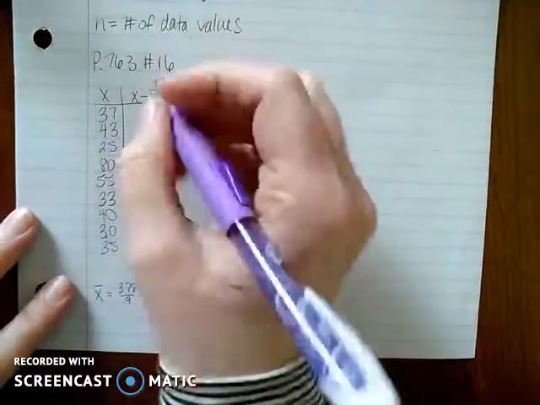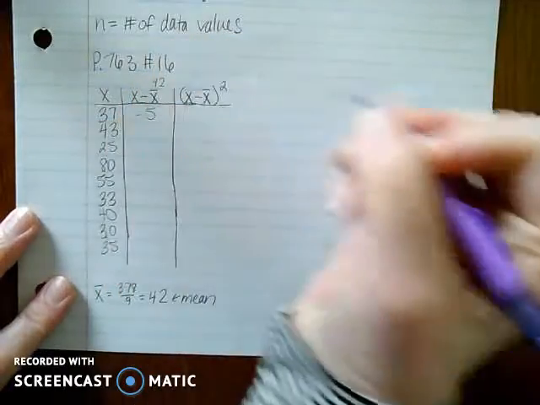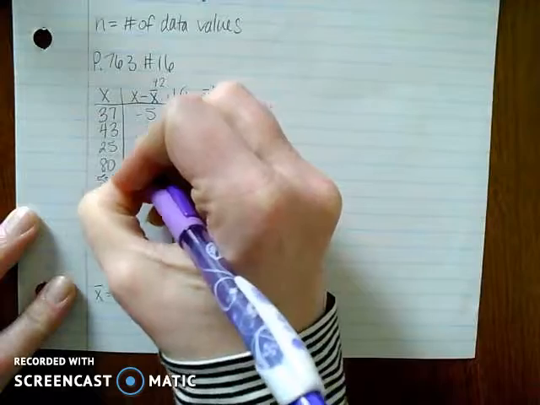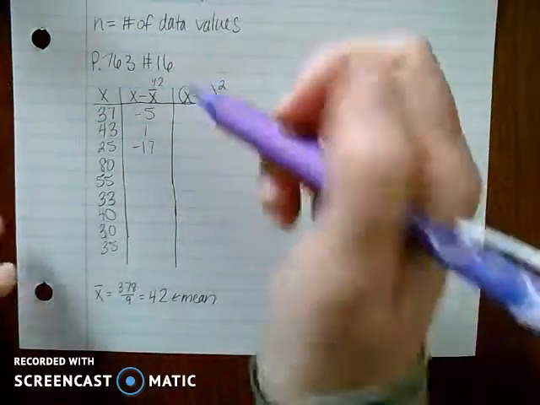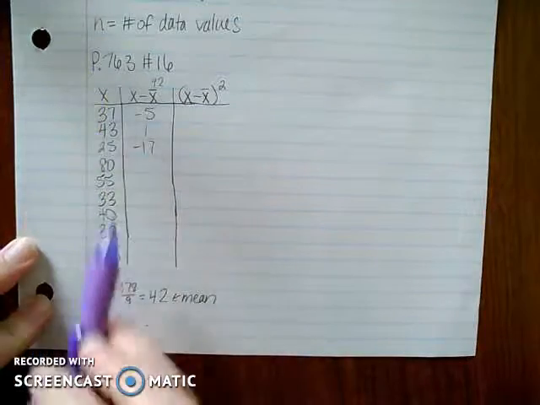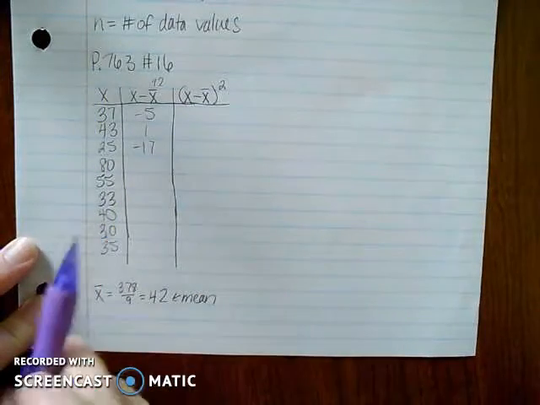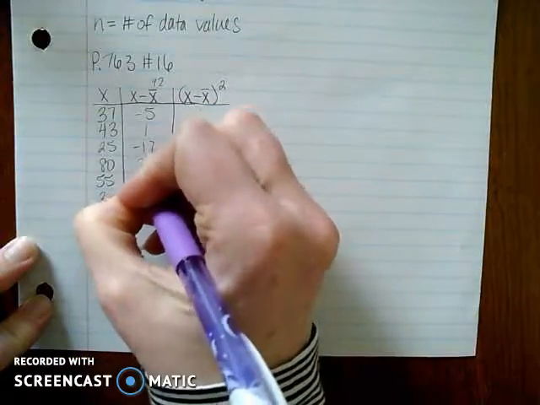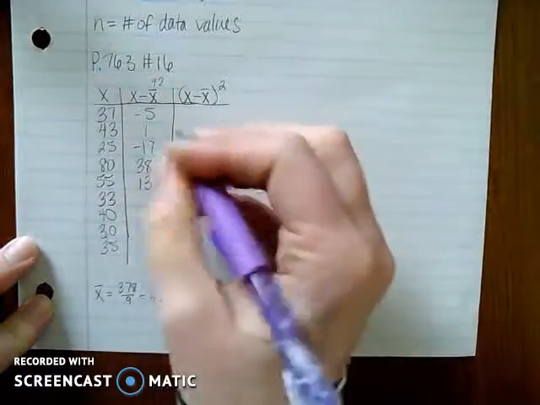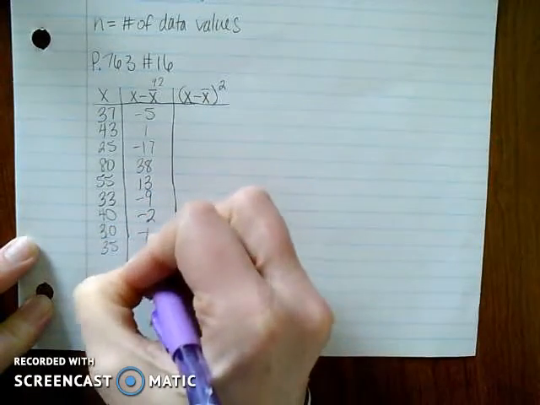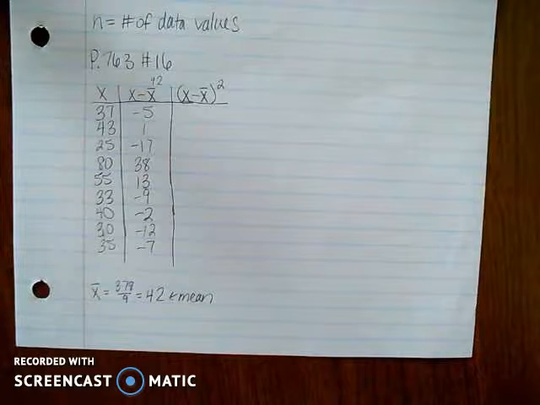Okay, so 37 minus 42 gives you negative 5. 43 minus 42 gives you 1. 25 minus 42 gives you negative 17, so on and so forth. So all you're doing, again, is taking x, whatever your x values are, minus 42, because that's what your mean is. Okay, so 38, 13, negative 9, negative 2, negative 12, and negative 7.